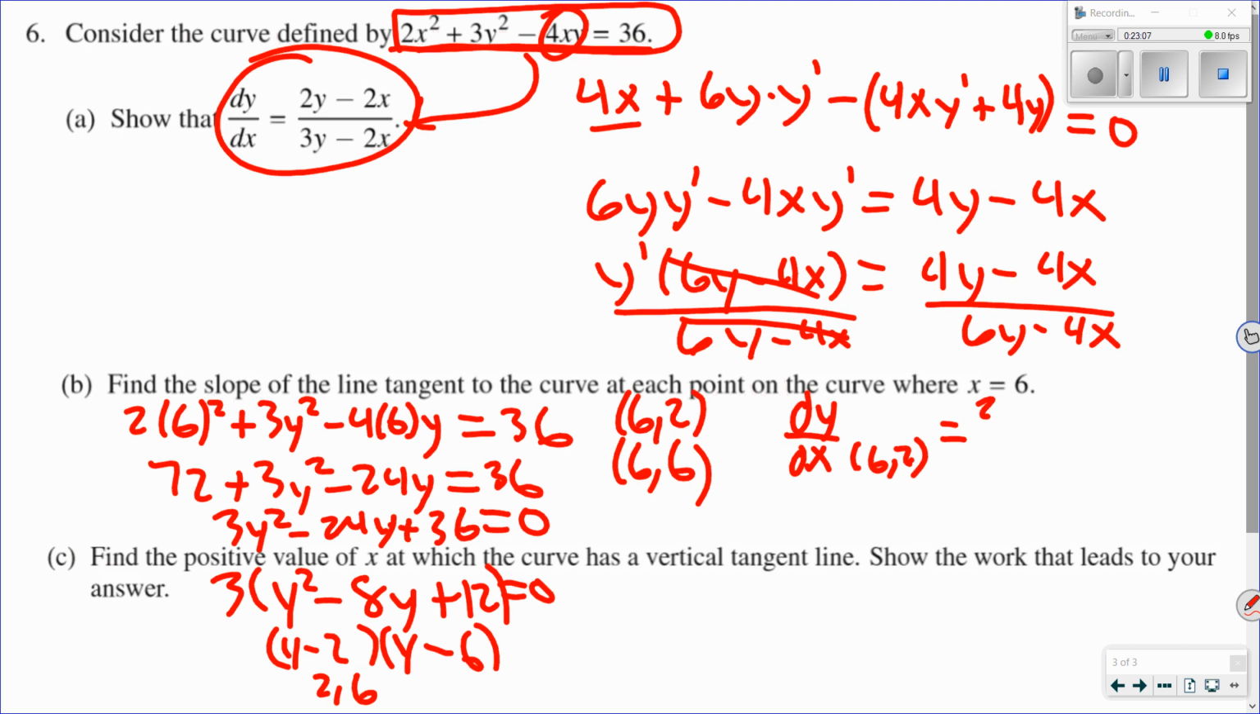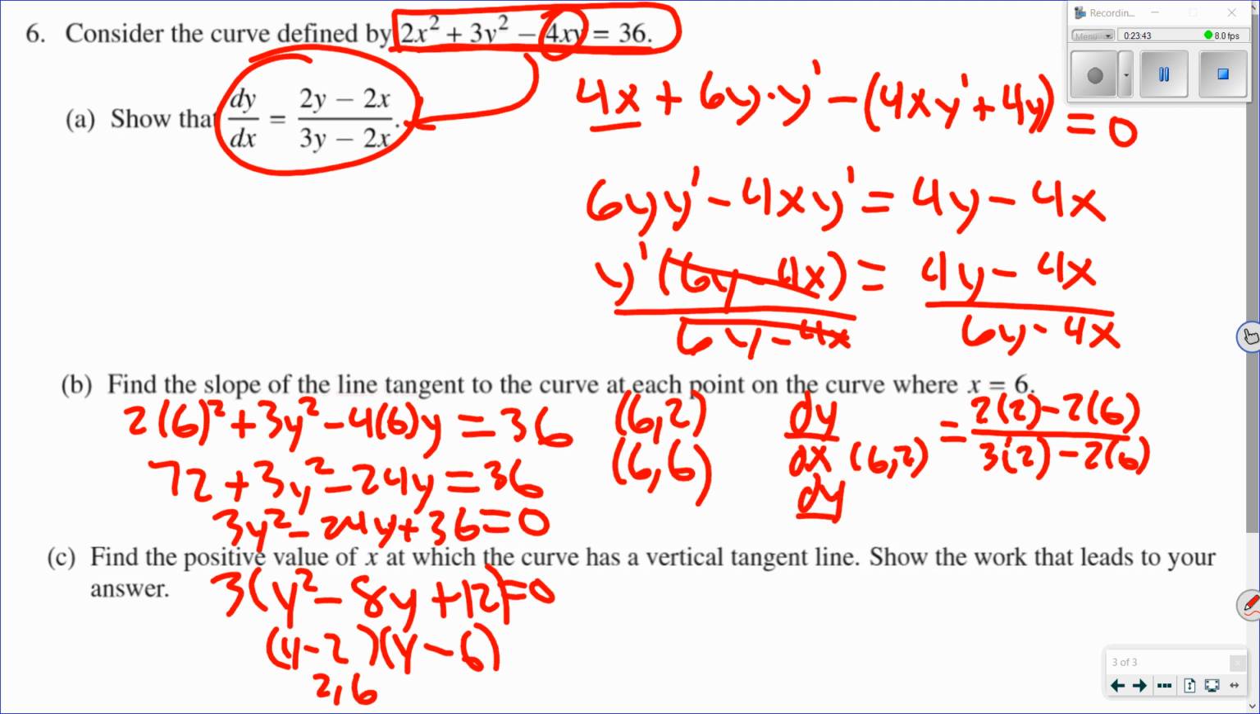So I get 2 times 6 minus 2 times 2 over 3 times 2. I feel like I did something wrong there. Yep, I did. Let's try that again. Sorry. So I'm plugging 6 in for x and 2 in for y. So it'd be 2 times 2 minus 2 times 6 all over 3 times 2 minus 2 times 6. And I don't have to go any further. Now, you can, but that's my answer.